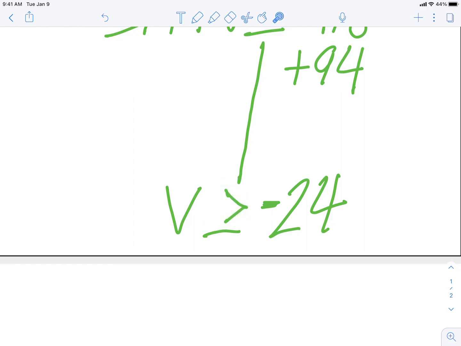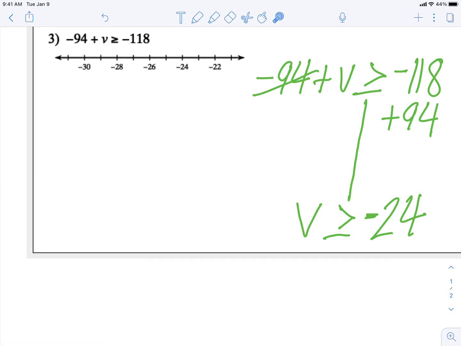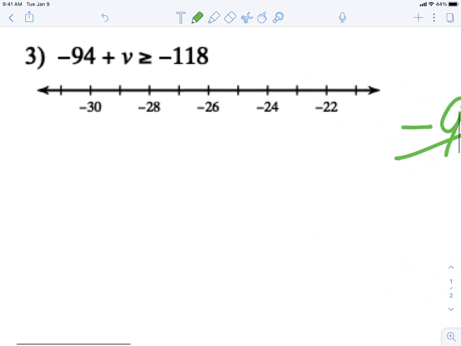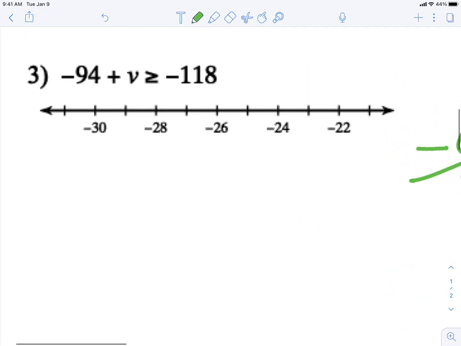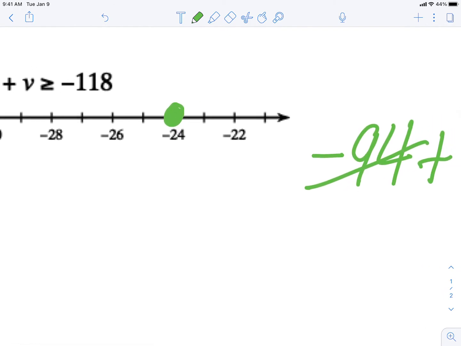So which hand do we use to make these scissors here? Right? We use our right hand. So the arrow is going to go to the right, and it's also equal. So we know it's going to be a closed circle on negative 24. So let's find negative 24 here on our number line, which is right here. And we know it's going to be a closed circle. And we use our right hand to make the arrow. So we know we're going to do the arrow to the right.